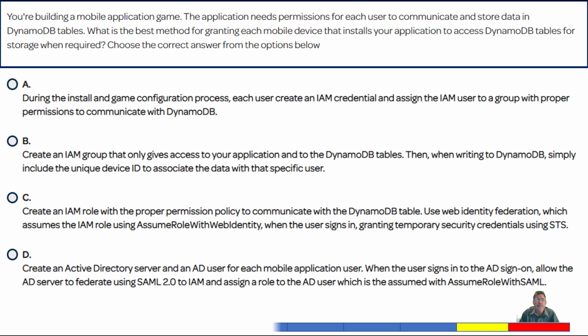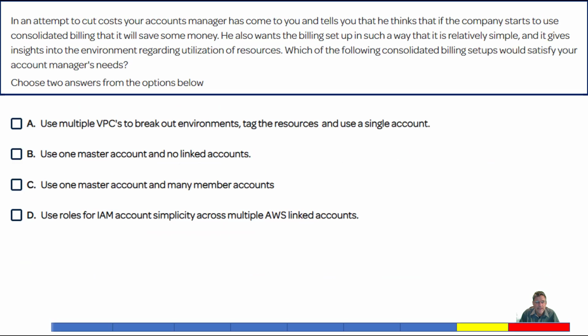Group would give access to the application. Then write simply include a unique device ID. I'm not sure about that. Create a role. We always love roles. Proper permission to communicate, and then use the Web Identity Federation. Yeah, that's definitely something. You assume role with Web Identity. That would work good with a nice STS. Create an Active Directory. I don't see Active Directory, so I'm pushing toward... Yep, that's it. You're looking for that Web Identity Federation and the role.